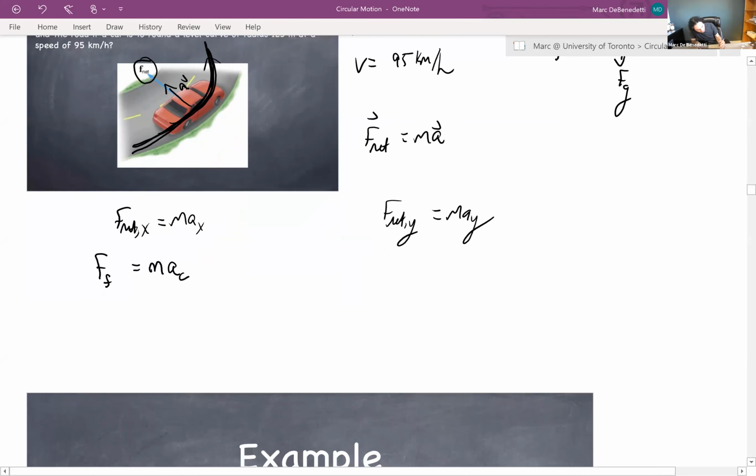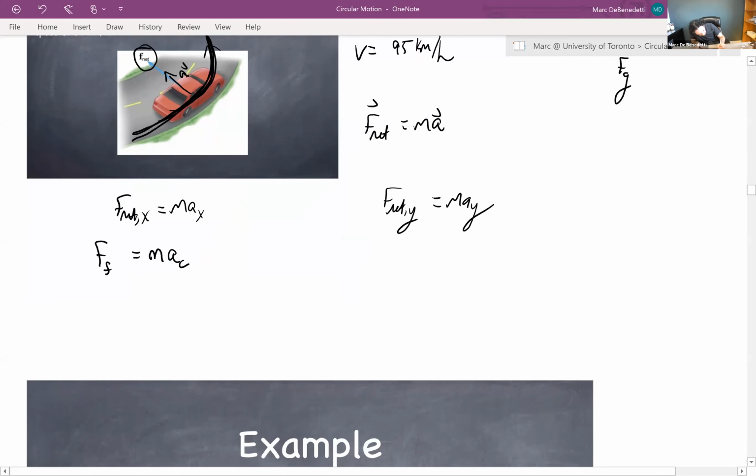All right, so that's there. Now I can start expanding things. Okay, so force of friction. I know the force of friction is mu static Fn. M is m. a c.